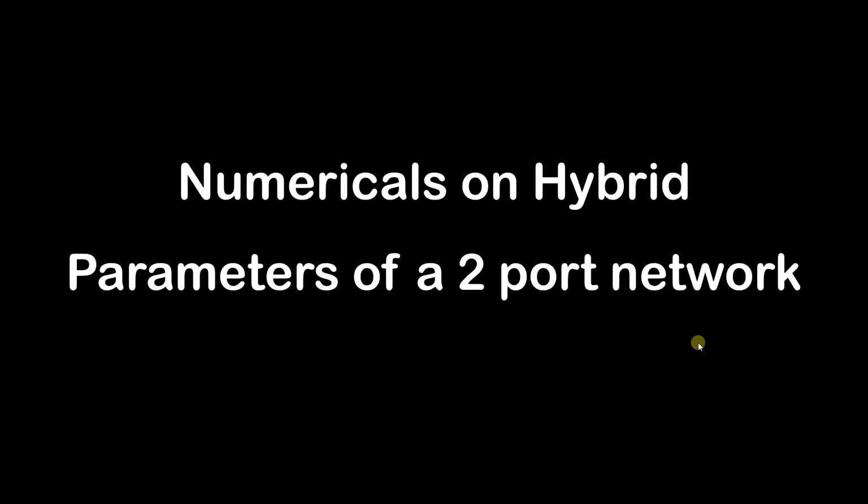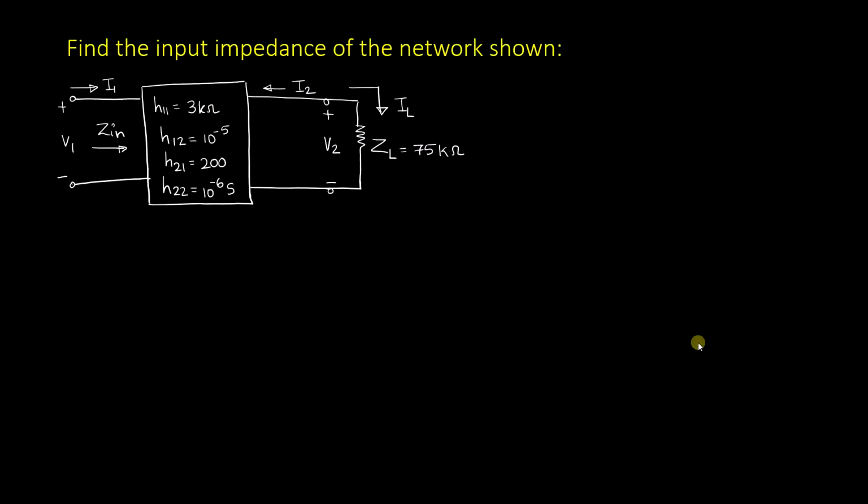The numericals on hybrid parameters. Find the input impedance of the network that is shown. This is a two-port network that is given to you. You need to compute the input impedance, that is Zin.